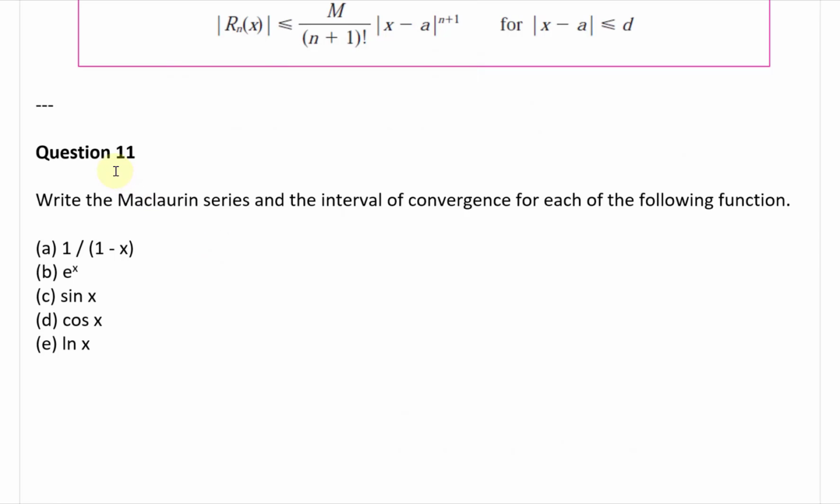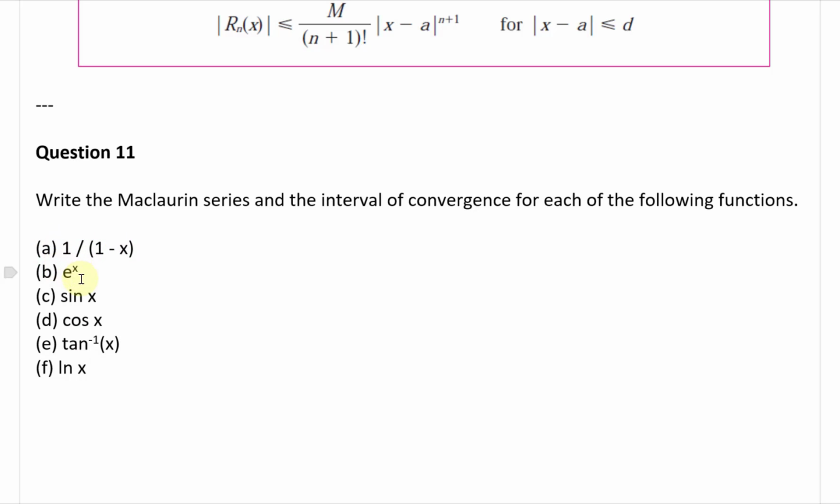Question 11 states: write the Maclaurin series and the interval of convergence for each of the following functions. Part A is 1 divided by 1 minus x. Here I just quickly added letter F. I forgot to add this E there, this inverse tan of x. So anyways, part A is 1 over 1 minus x.